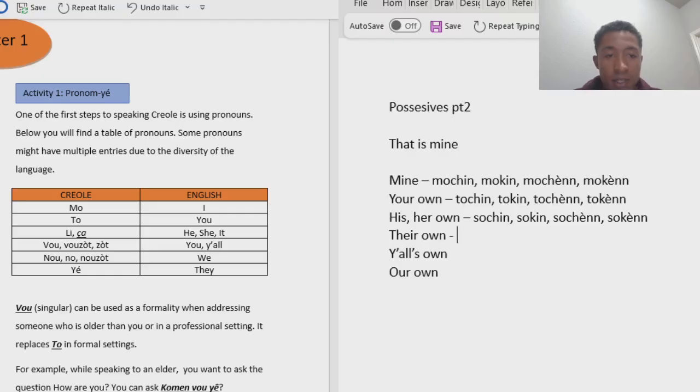Usually, if you're using mochen, you're more than likely going to use mochen. If you're using moken, you're more than likely going to also use moken. So keep that in mind. You don't really want to be mixing. If you want to, go ahead. You make the language your own. But if you're using mochen, you also use mochen. If you're using moken, you also use moken. Or you could just not worry about it and just use mochen for everything.